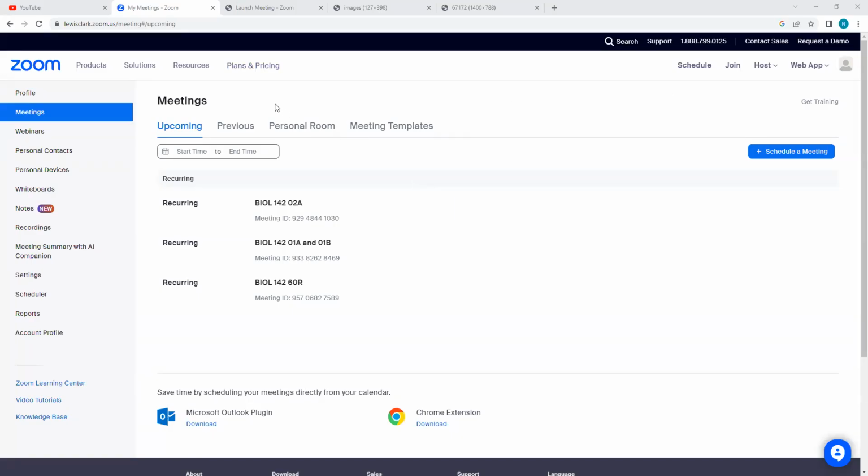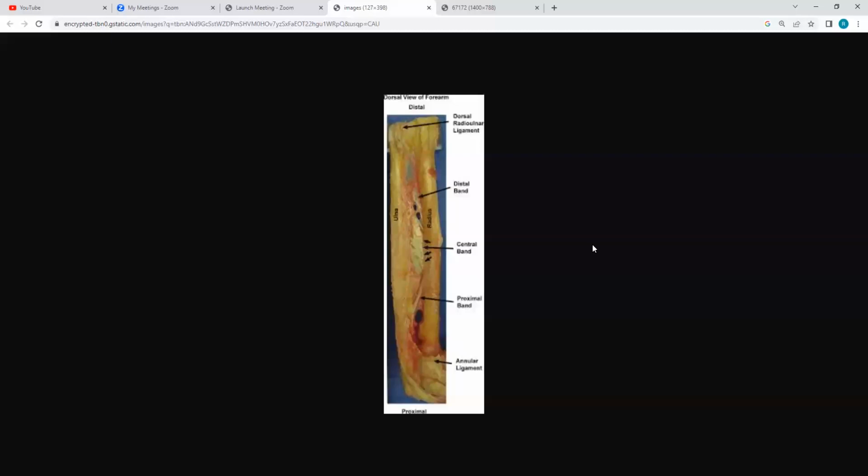Let's see if I can find this. I think this is the one I was thinking about. So when you look at this image, you see the ulna. On top here is our carpal bone. So this is the wrist area up here. And take a look at this membrane between the two bones.